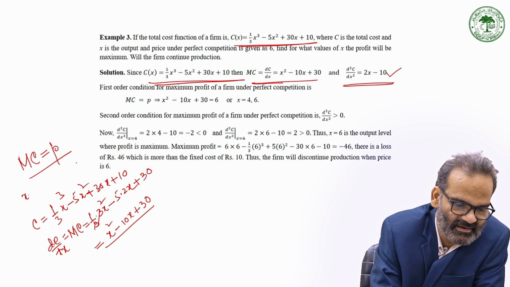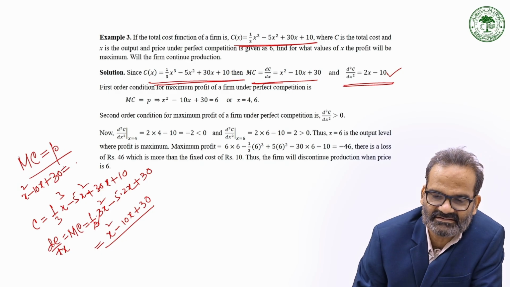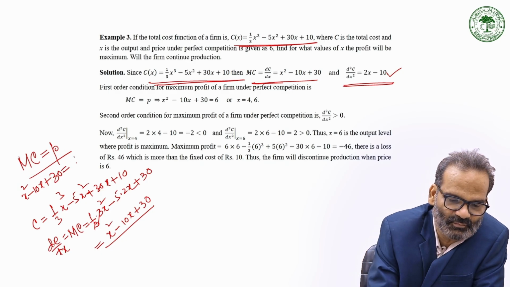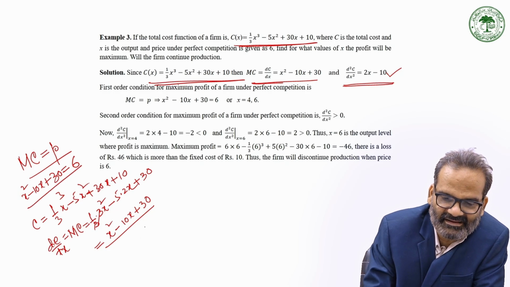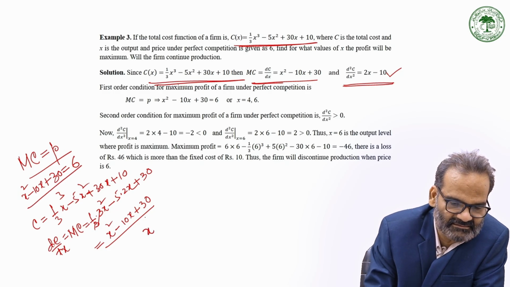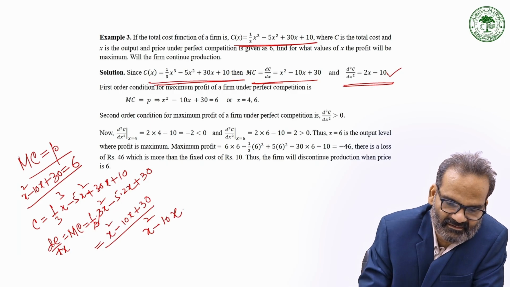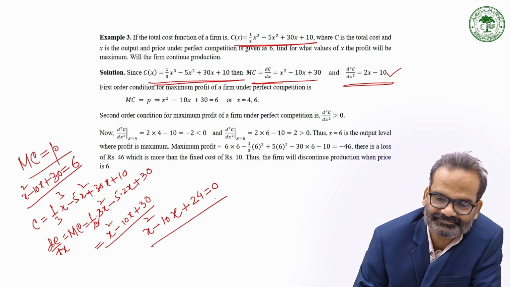So x square minus 10x plus 30. This is our marginal cost we have just calculated. And the price is given as rupees 6. So this is what you will get, the equation like this: x square minus 10x, 6 should be transferred here, plus 24, equals 0.